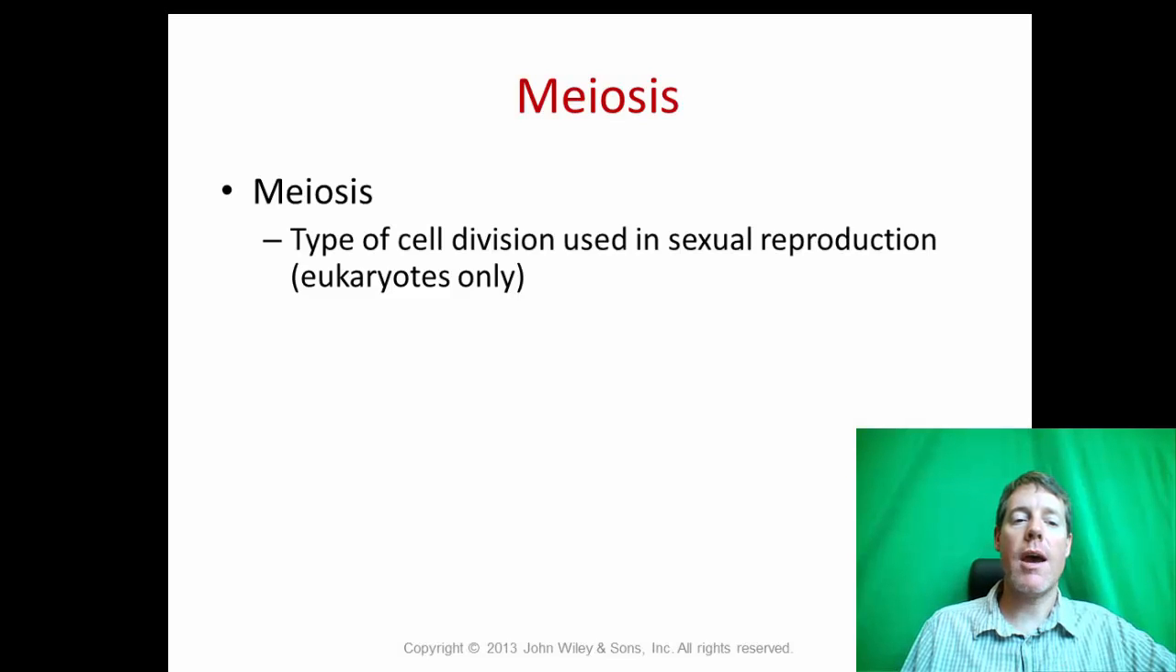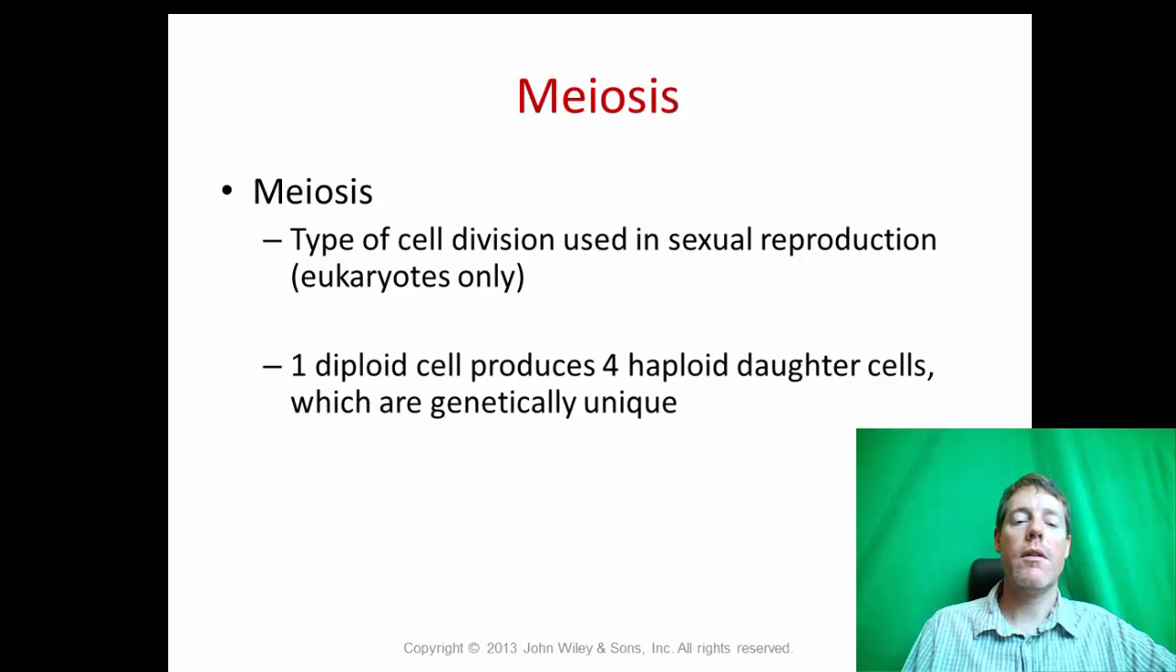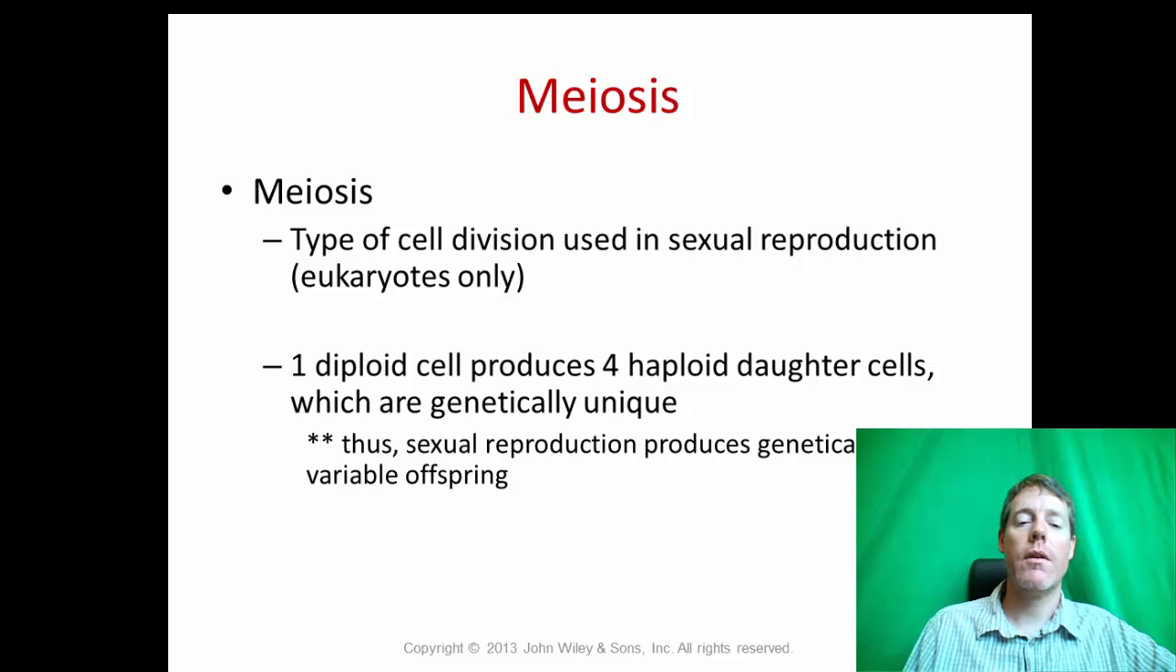Now, meiosis happens in sexual reproduction, only in eukaryotes, and in this process, a diploid cell produces 4 haploid daughter cells that are genetically unique, different than each other. Sexual reproduction, as a result, produces genetically variable offspring. And when this happens in humans, it's a diploid cell that makes haploid sperm or eggs through meiosis.